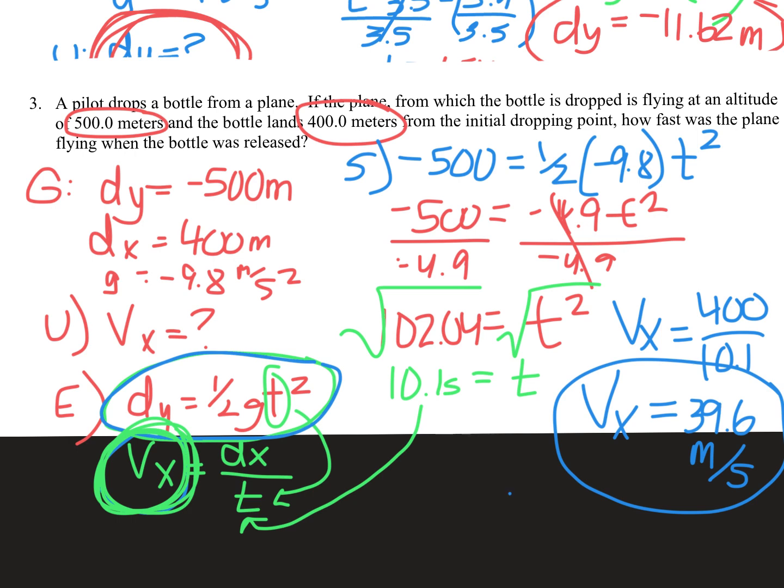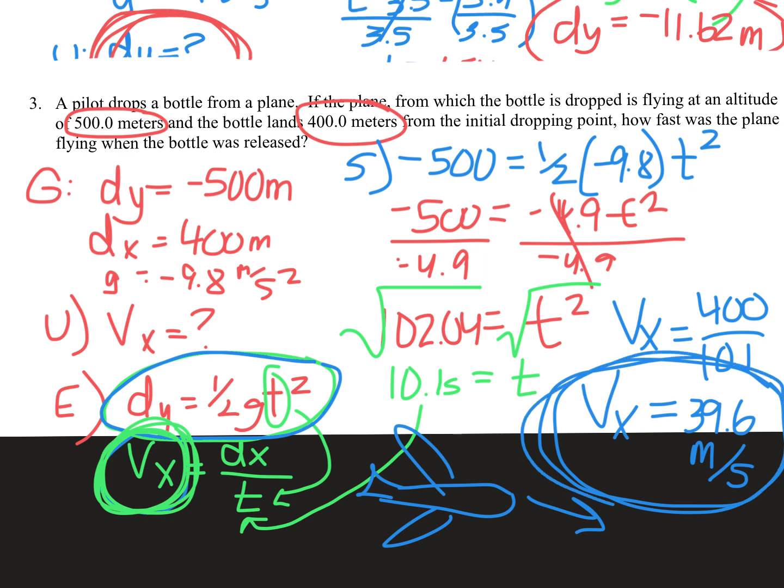So that means that airplane, let me draw it a little bit, must be going about 39.6 meters per second forward every second, according to what the data says in the beginning here. That's its horizontal velocity. But again, we use the two equations to help us use one and plug into the other, right? Hopefully that helps you.